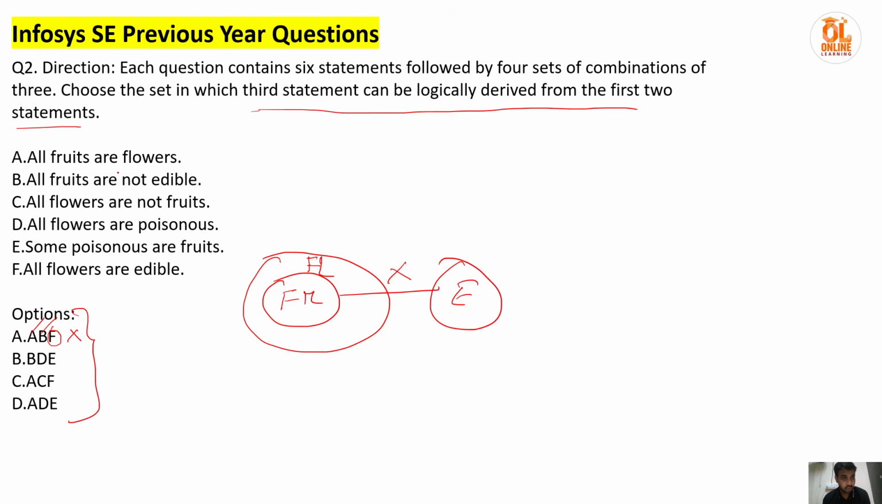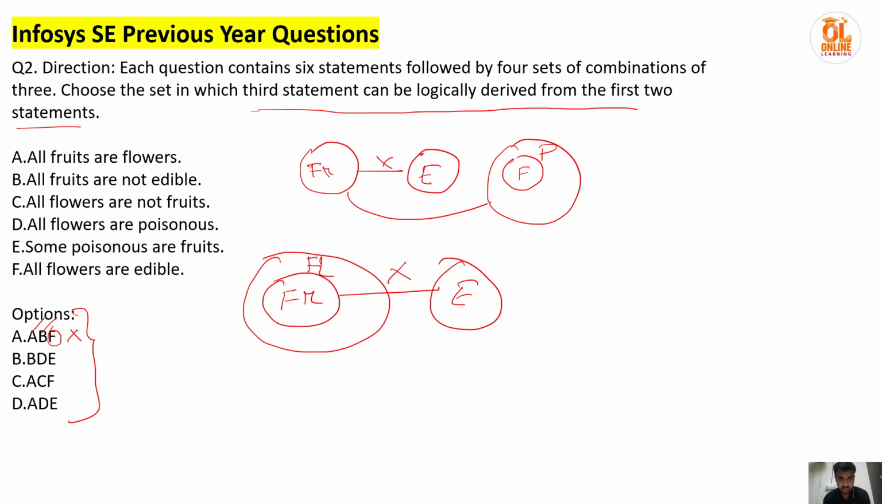What is B? All fruits are not edible. What is D? All flowers are poisonous. What is E? Some poisonous are fruits. We have no relationship with flowers here. There is no relationship given between flowers and fruits. So we cannot assume that some poisonous are fruits. So this is again wrong.